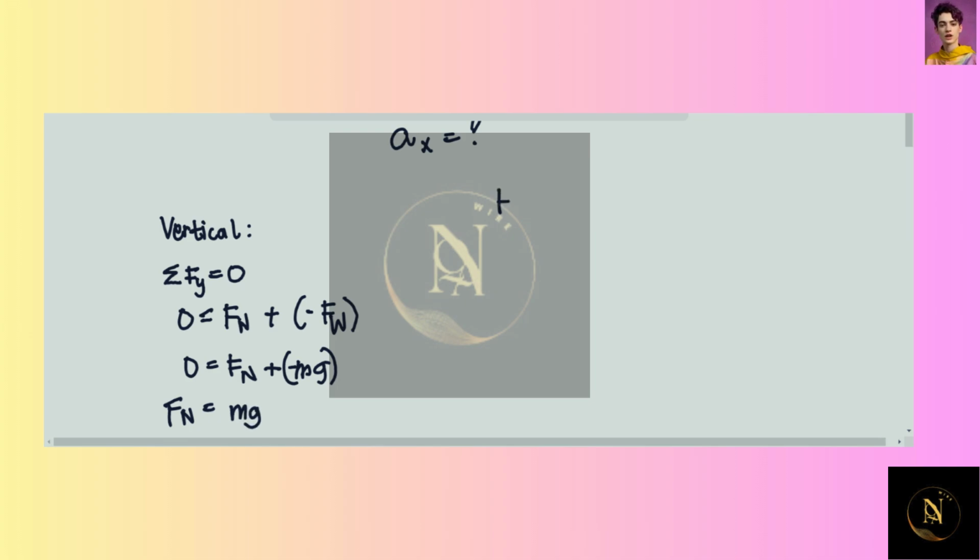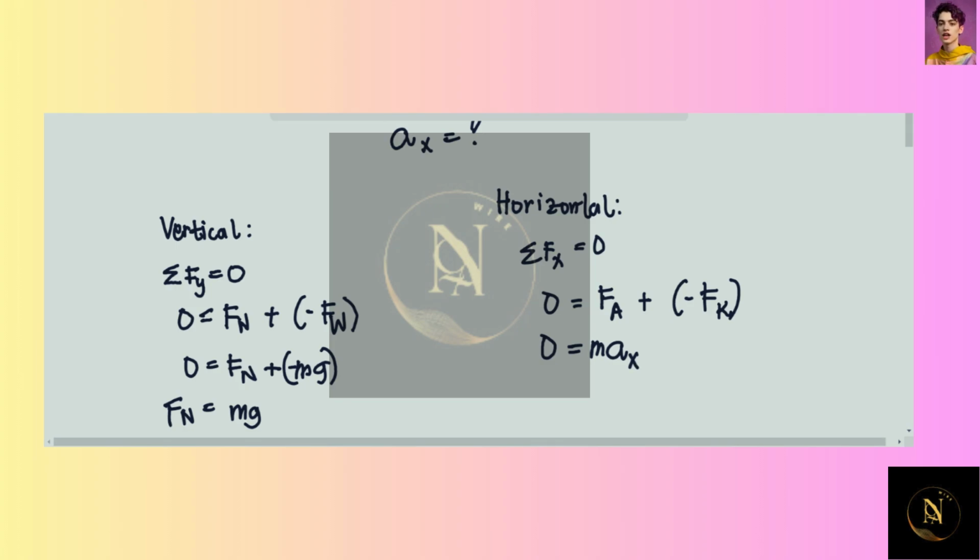Now for the horizontal components, summation of forces F sub x is also equal to 0. And the forces on this plane are the applied force plus negative of the friction force, since it's opposite the direction of the applied force. From second law of motion, it states that the force is equals to the product of the mass of the body and the acceleration due to its movement. Let's denote as A sub x. This is the value we are looking for.